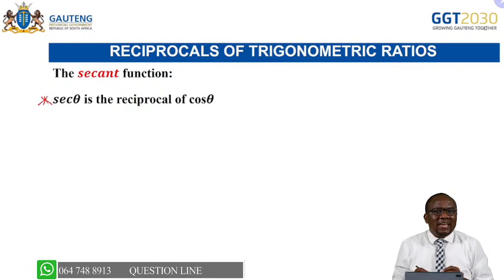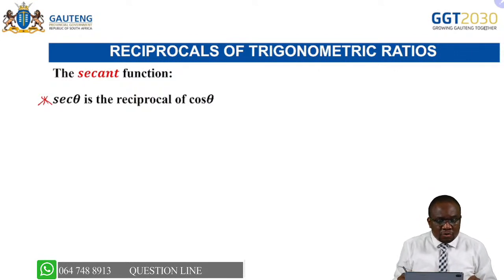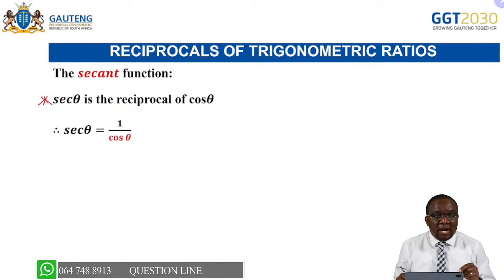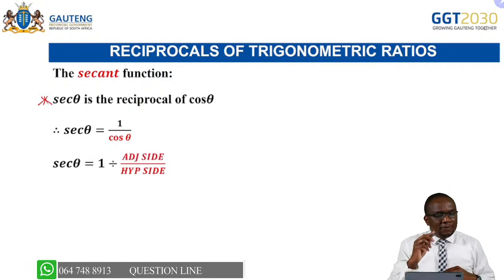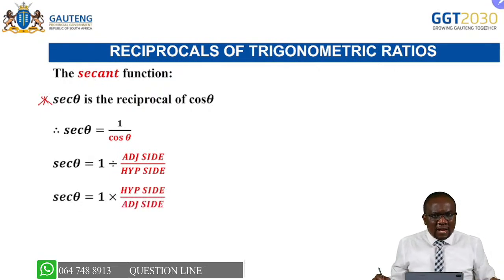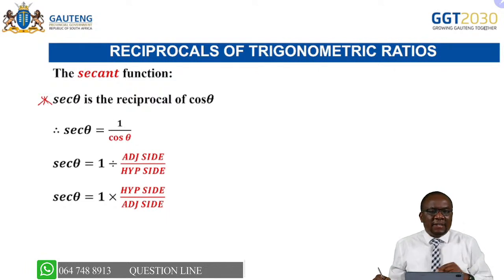Now, sec theta is the reciprocal of cos theta. So we have to divide 1 by cos theta to get the reciprocal. So sec theta is going to be 1 divided by cos theta. Remember, cos theta is adjacent side over the hypotenuse side. So now we are dividing that, and when we're dividing, we tip and times. So it's going to be 1 times hypotenuse side over adjacent side. That is sec theta, which is the reciprocal of cos theta.